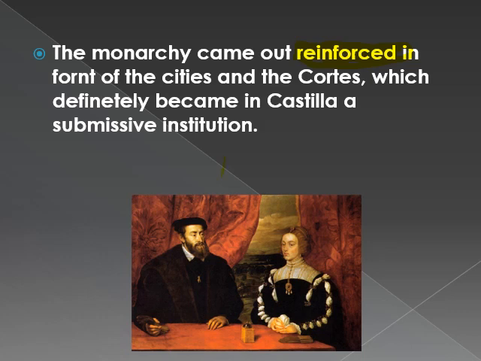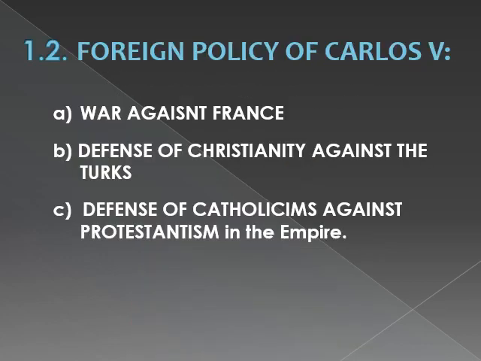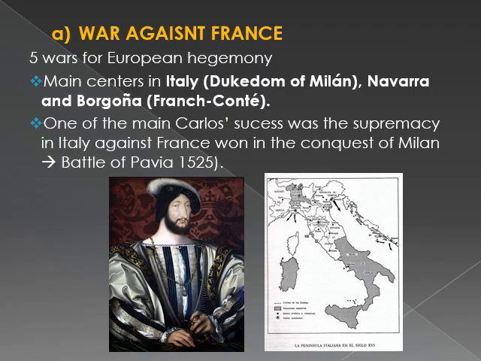Here you have Charles V and his wife Isabel de Portugal. Now we talk about the foreign policy of Charles V. He's going to face France, he's going to face the Turks, and he's going to have to face Protestantism in Europe. So we start with France.